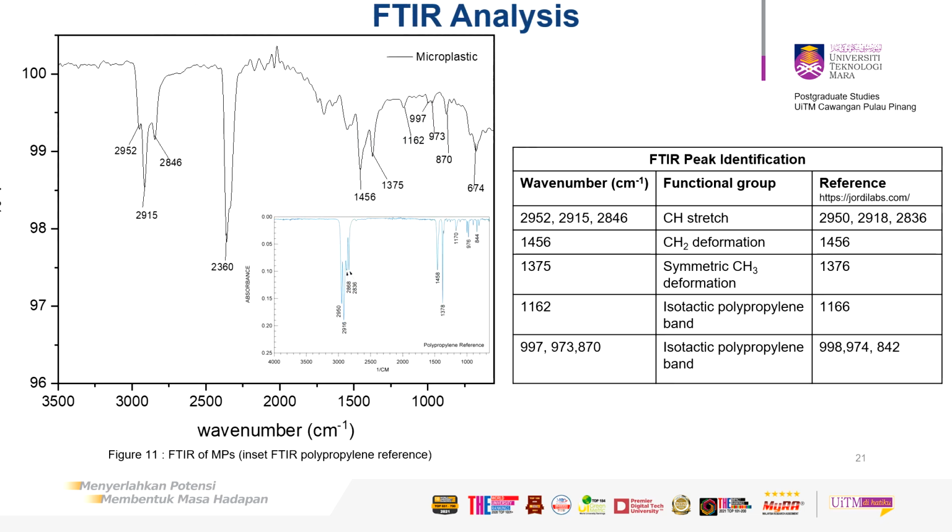Okay, this is the FTIR of the PPMPs. As we can see here, the peaks which are characteristic of polypropylene can be seen at 2952, 2915, and also 2846, and also at 1456 and 1375. However, there is one extra peak at 2360, which refers to the presence of a carbonyl peak, which indicates the possible existence of a carbonyl group, which can result from oxidative degradation of the PPMPs.